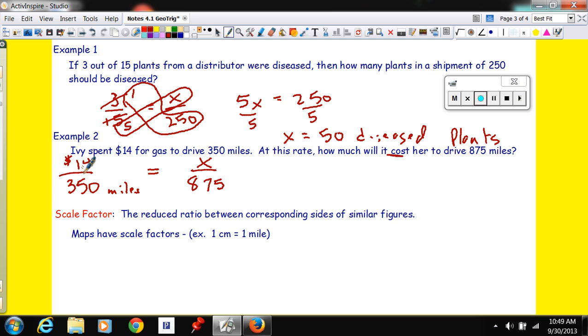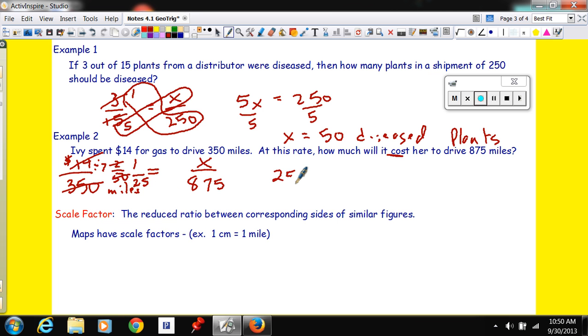Now, could we reduce this one first to make it a little easier on ourselves? Yeah. What number goes into 14 and 350? 7. You could actually divide by 7 and get a 2 over 50. Can I reduce 2 over 50? Yeah, I could actually make that a 1 over 25. That would be my lowest ratio, 1 to 25, equals X over 875.